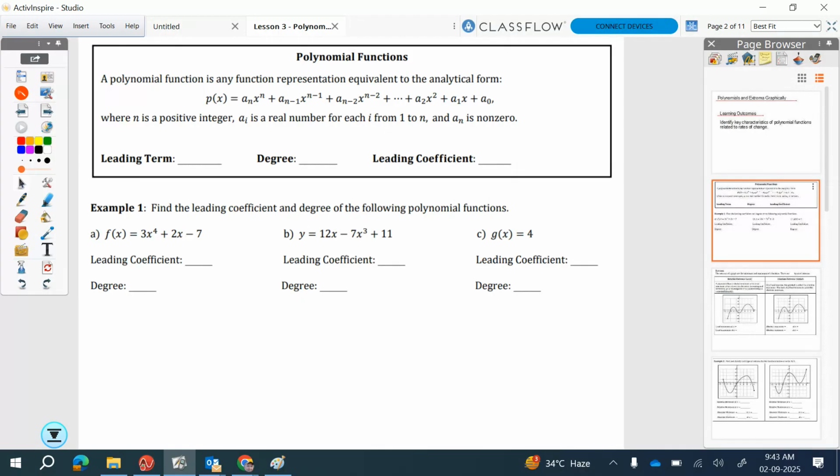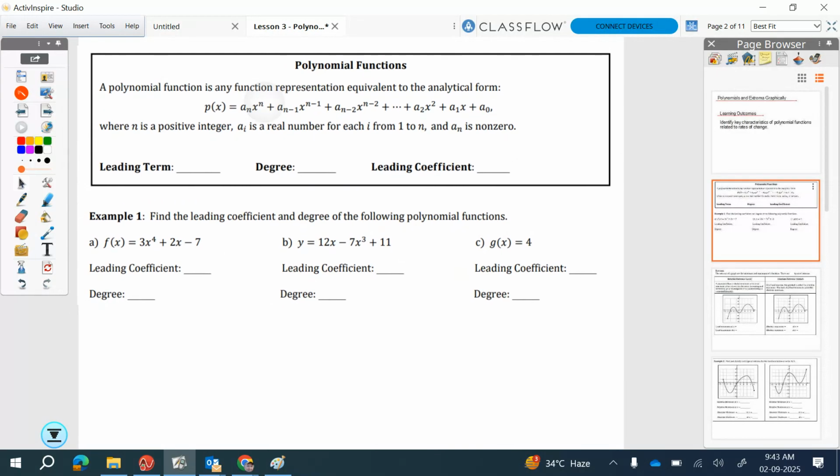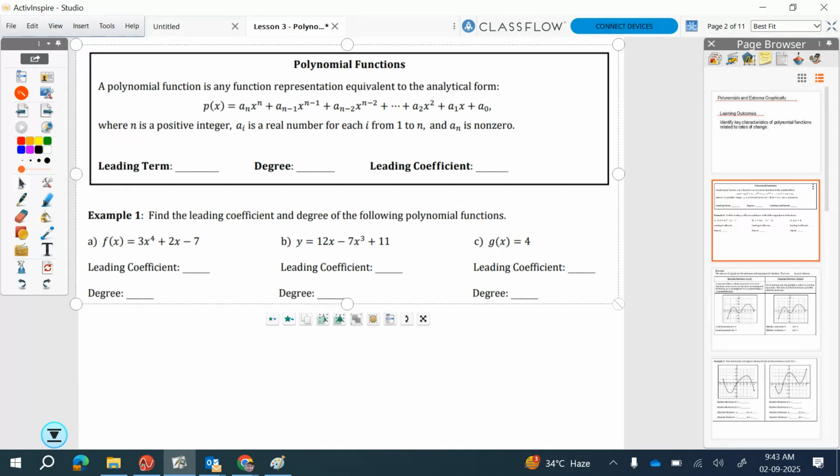The leading term is this one. The leading term is always the term with the highest degree. Even if they're not written in the correct order, you have to rearrange the order. The leading term is going to be a n x to the n. The degree of this polynomial, therefore, is going to be nth degree, and our lead coefficient is a n. Just clarifying some vocabulary we'll have learned last year and the year before.